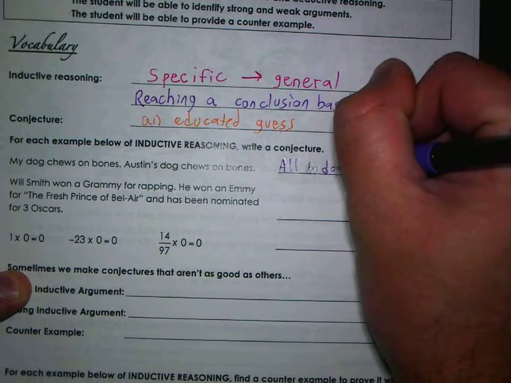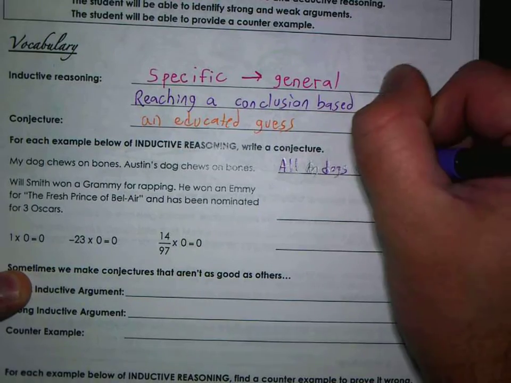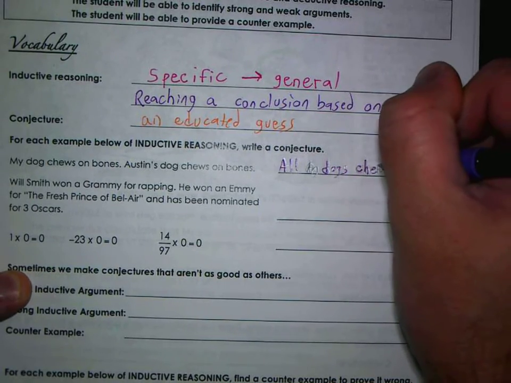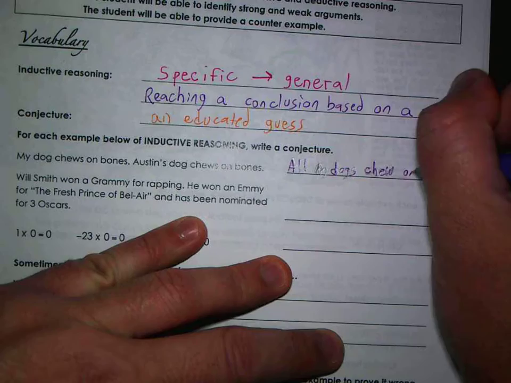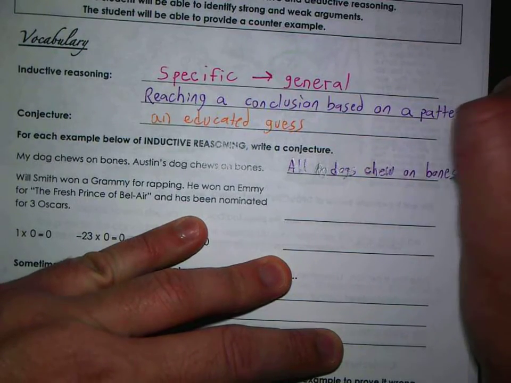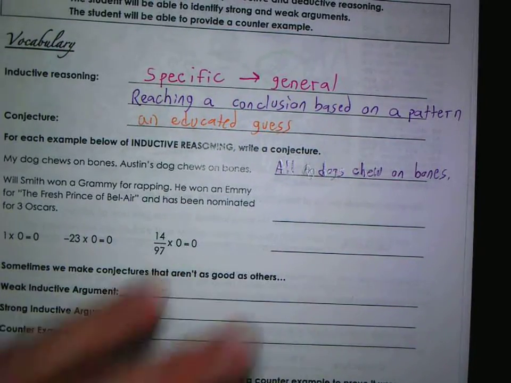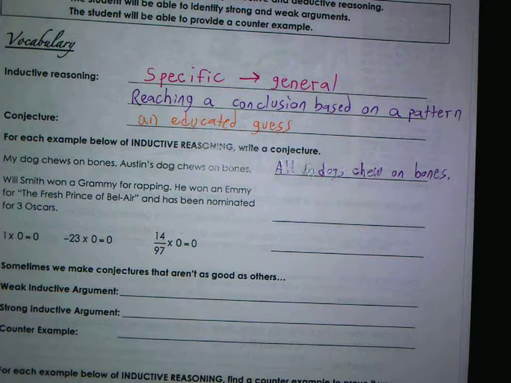All dogs chew on bones. Is that true? If you have a dog, it chews on a bone. My dog doesn't. I bought him all kinds of bones. He will not chew on bones. He doesn't even like treats.